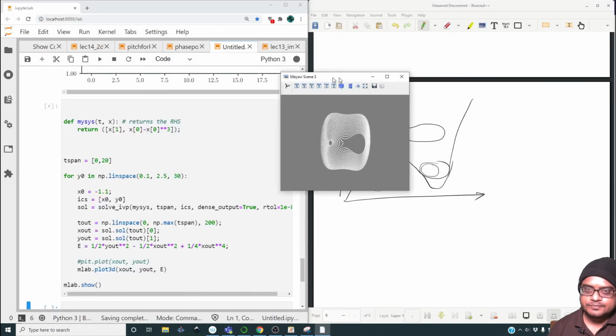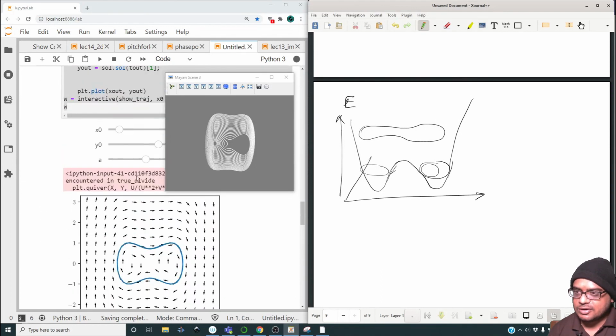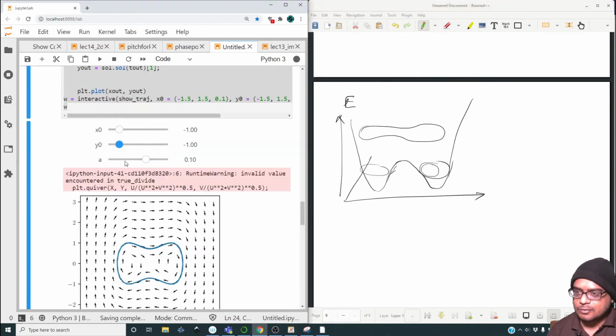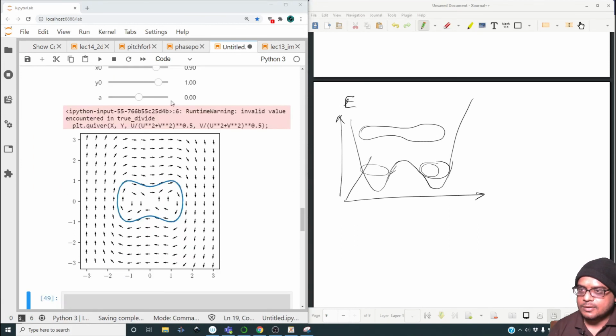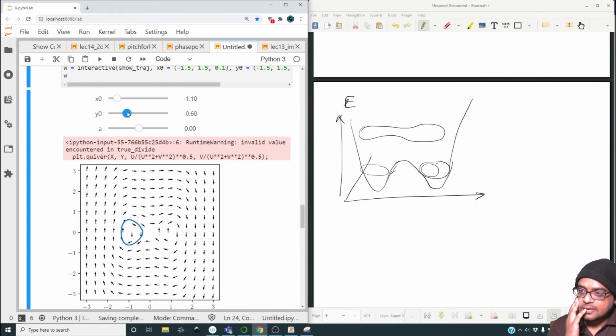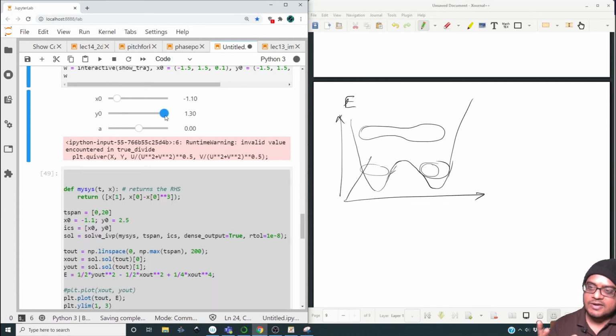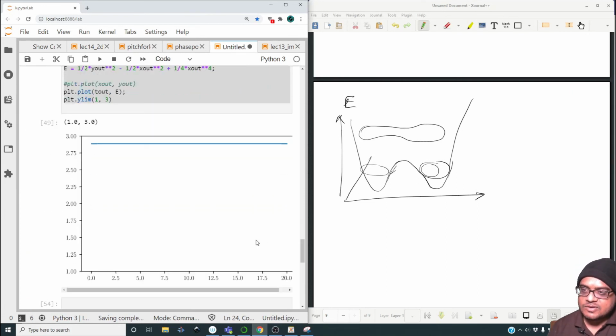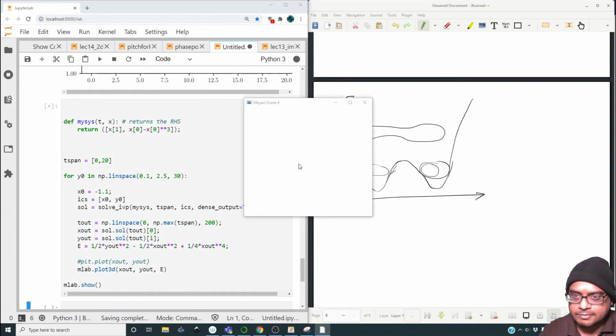Okay, so I am starting my initial conditions somewhere over here. And as I'm slowly increasing y, I am transitioning into this double lobe and finally into this continuous band. And this is exactly what we see through this particular diagram.